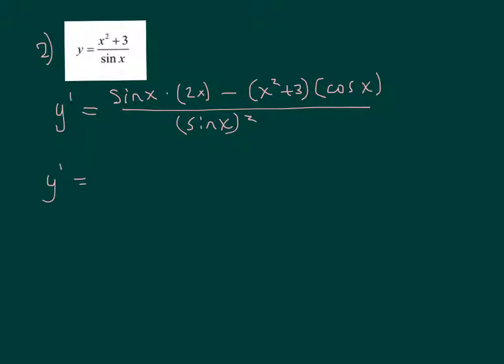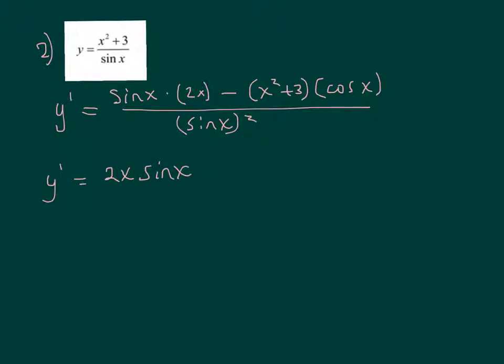So y prime is equal to, all right, when we multiply sine x times 2x here, we're going to put the 2x in front. Remember, you are not multiplying this 2x by this x here. This is an angle. This is going to become a coefficient. So it's 2x sine x.